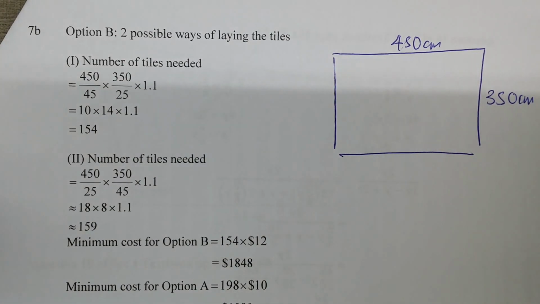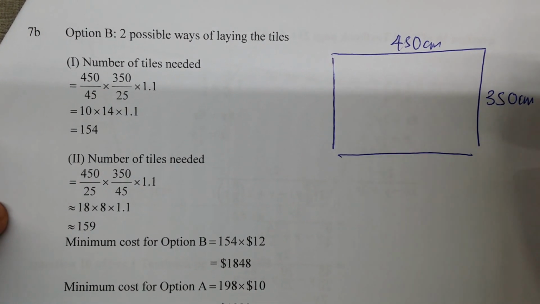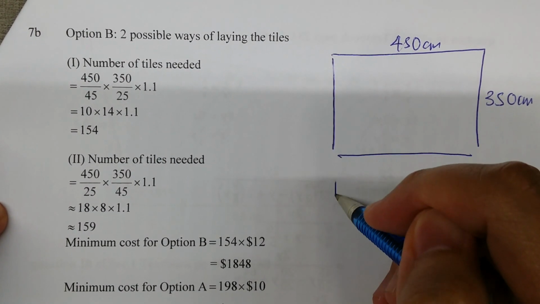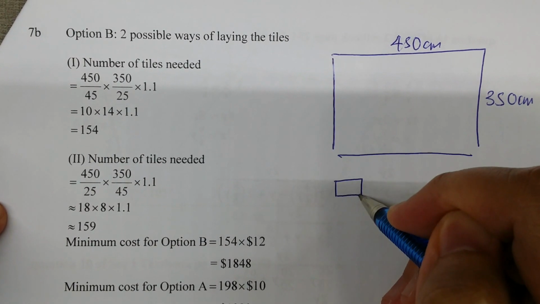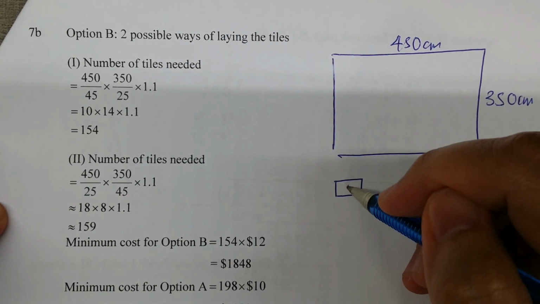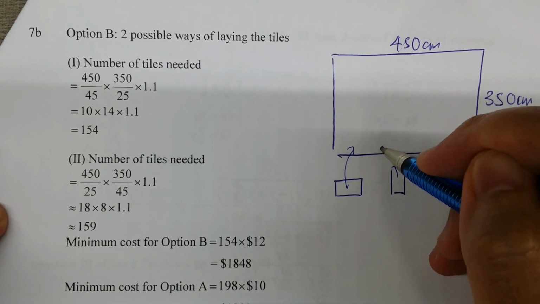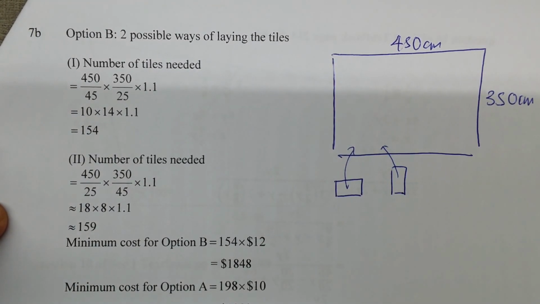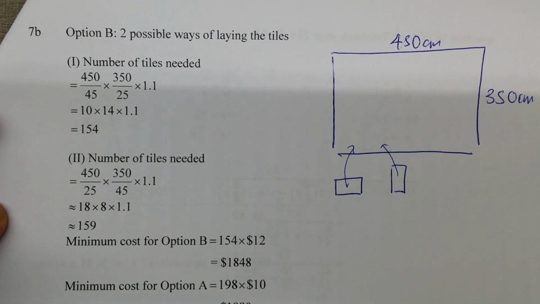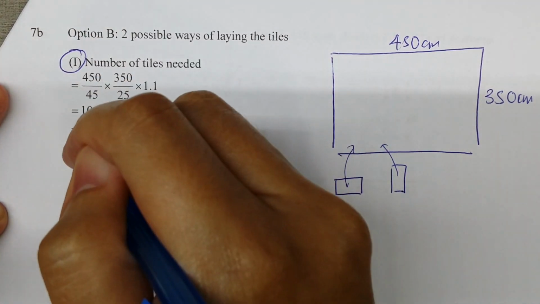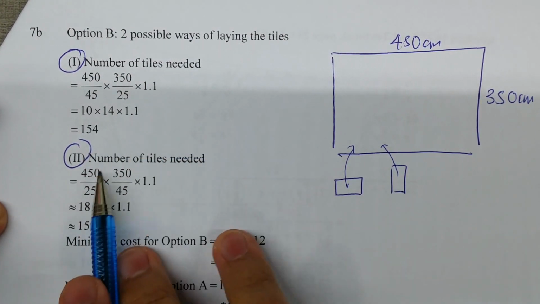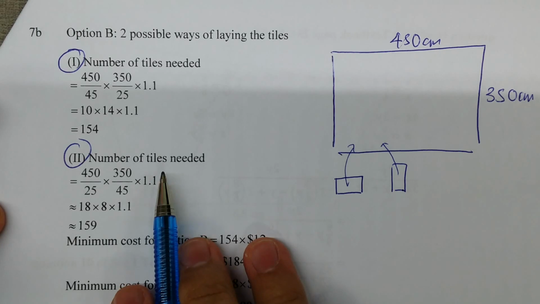So for the rectangular tiles, there are two ways of laying the tiles. The first way is to lay it this way, horizontally. The second way is to lay it this way, vertically. So I have to use both options to decide my answer. That's why you see in the solution there are two options. There are two methods. Method 1, number of tiles needed. Method 2, number of tiles needed.